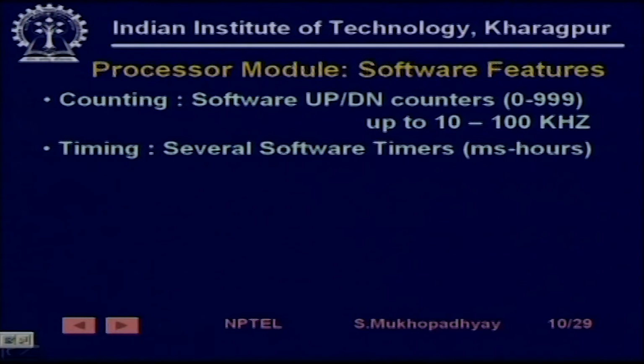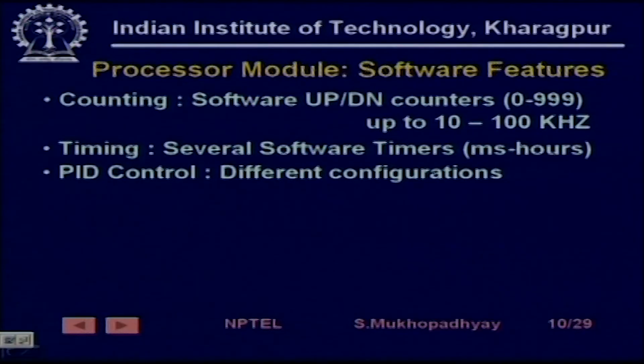So some standard things are supported, like for example basic counting and timing functions, some software up down counters, quite a few of them actually, from 0 to 999 typical value, and several timers which can time durations of the order of milliseconds to several hours or even sometimes days are available. You have various standard control algorithms already pre-coded, so that the users can easily configure their systems.